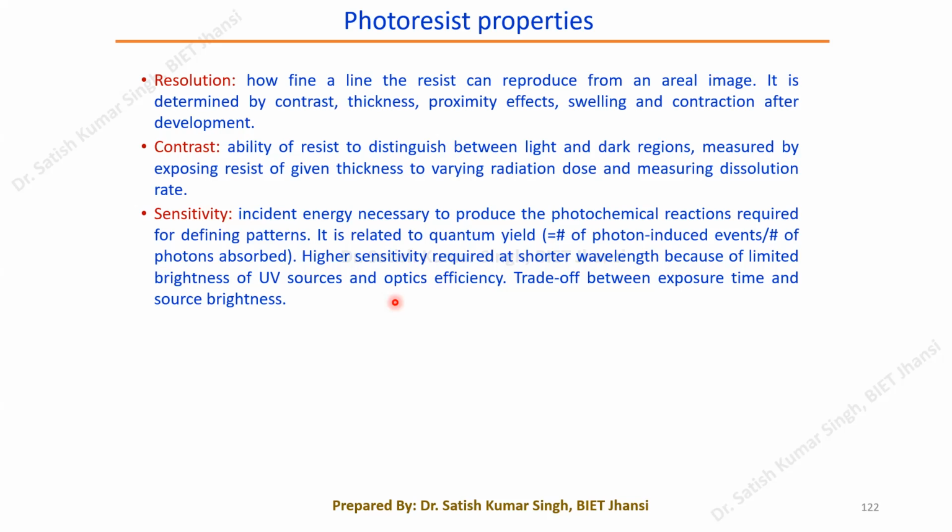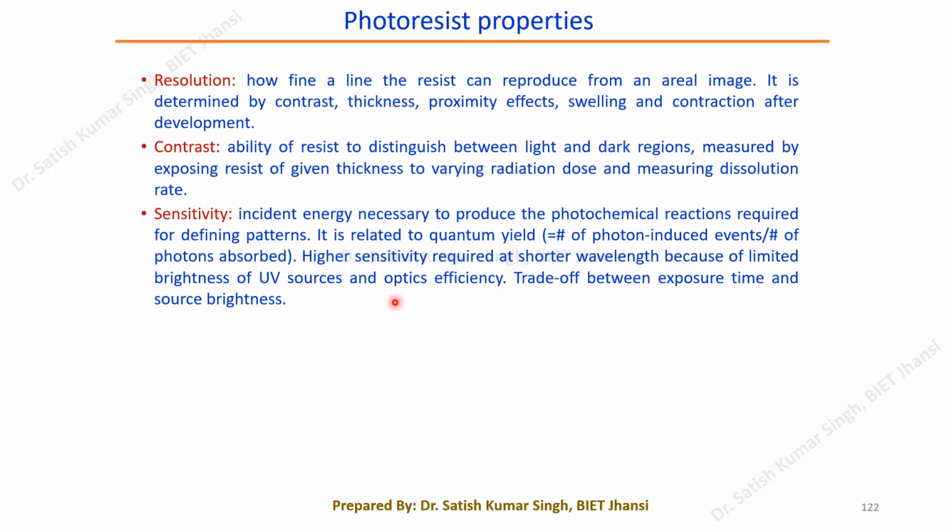So it means the DUV resist requires less energy as compared to your I line or G line resist. The DUV resist requires less energy to get a particular chemical change due to exposure to light. But the I line and G line resists require more energy. So the sensitivity also matters. It should not require very high energy.